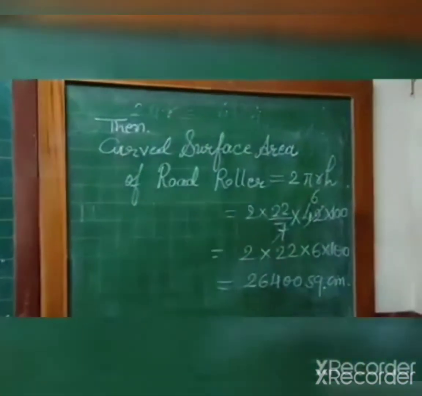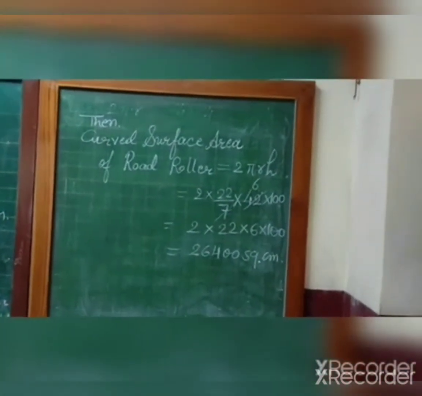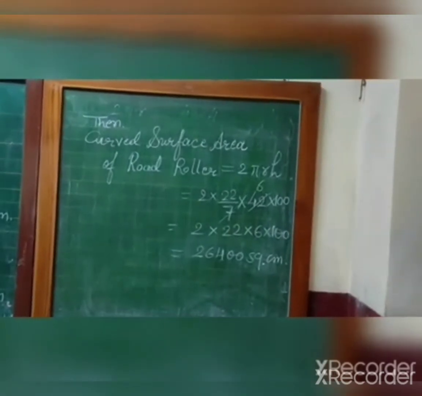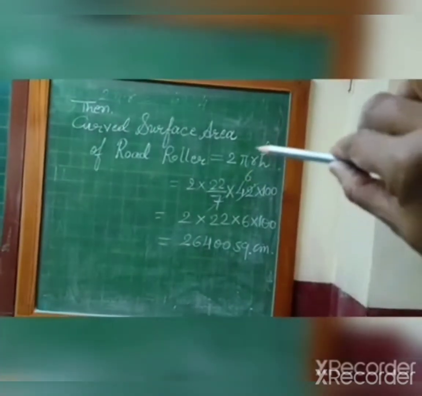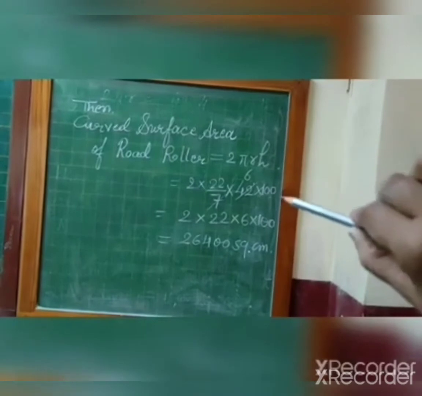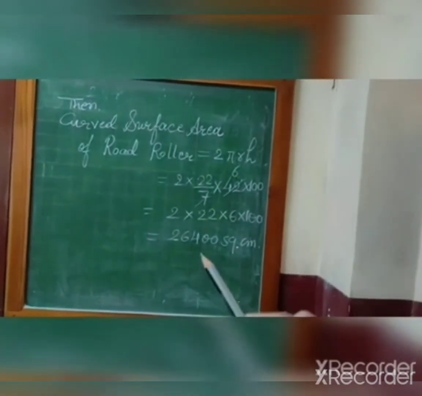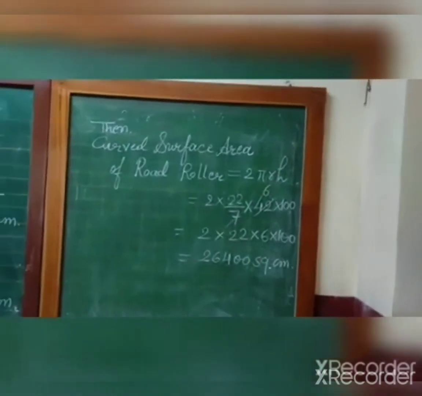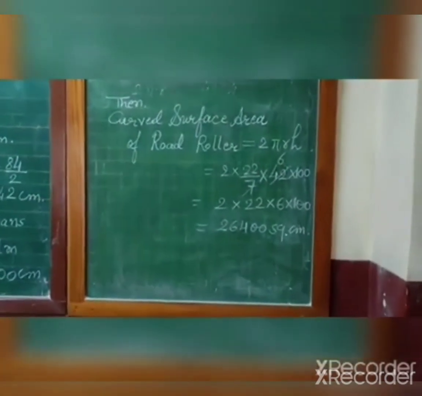Now the curved surface area of the road roller is equal to 2 pi r h. Put the value in the formula and cancel, you will get 26400 square centimeter, because in place of pi 22 by 7, 2 as it is, r is 42 and h is 100. 7 6s are 42. When you multiply, you will get this 26,400 square centimeter. It is the curved surface area of the road roller. Okay.